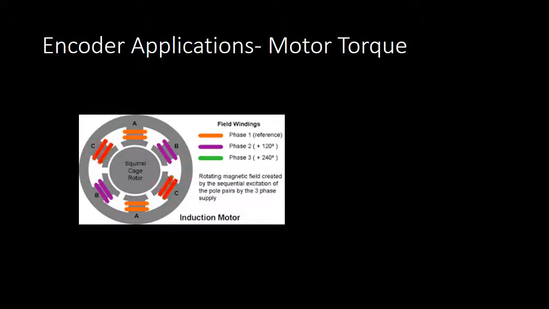Often, encoder feedback is used to ensure that current is applied to motor windings when the rotor magnets are in the correct position to maximize torque. Suitable encoders should be chosen for the appropriate size, strength, and resolution.